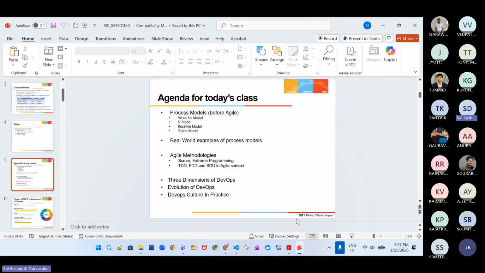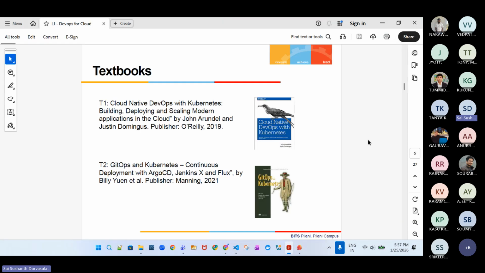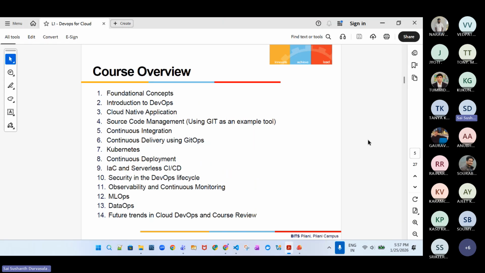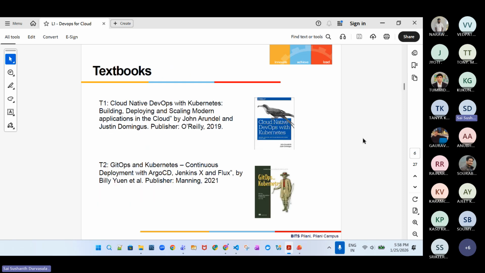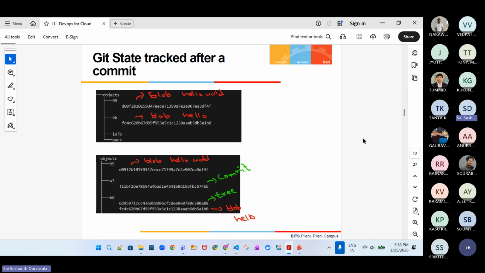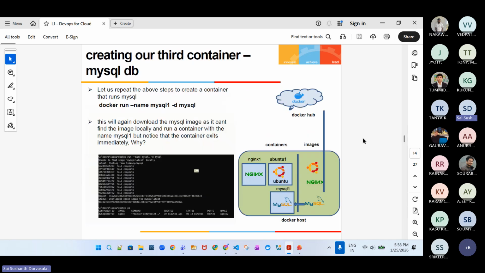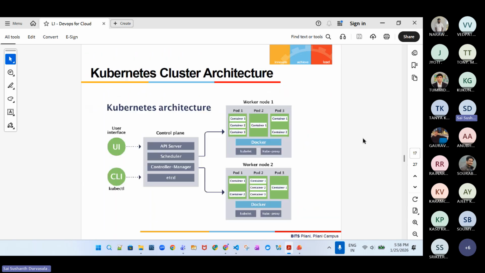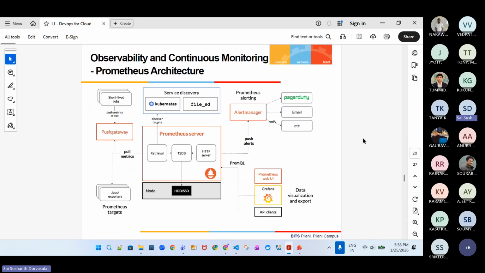Let's quickly do a recap of what we discussed in the last class. Last class we gave you a walkthrough of the handout, what you can expect from the course, and all the tooling that you would be learning throughout this course. We also looked at some of the textbooks and reference books you can refer to, and a glimpse of how the slide content would look overall. We'll get to all of these.